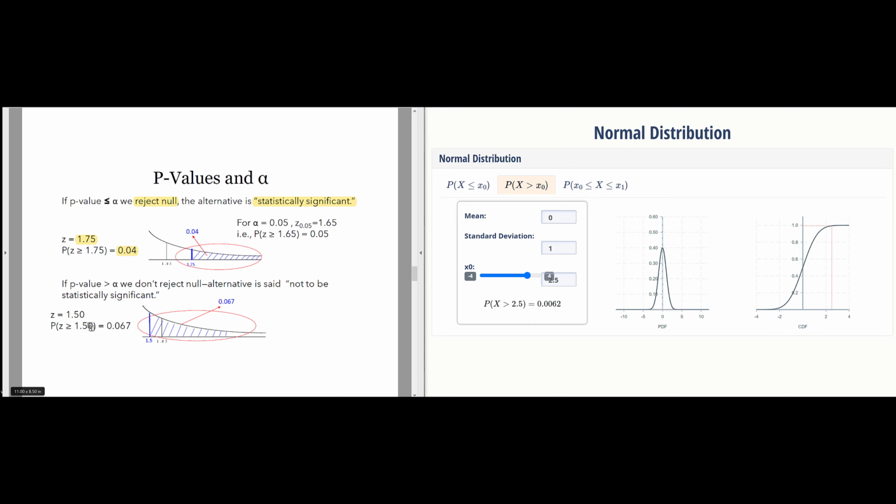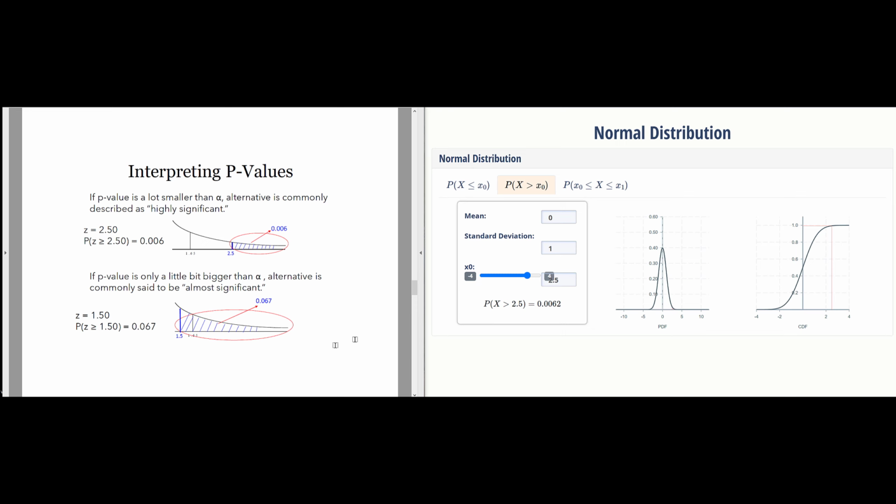Now, on the other hand, if we get a p-value that's greater than our significance level, we don't reject the null, and we say that the alternative is not statistically significant. Okay, these are pretty bland statements. Statistically significant, not statistically significant. In both of these cases, the p-values that we computed are somewhat below and somewhat above our alpha of 0.05.